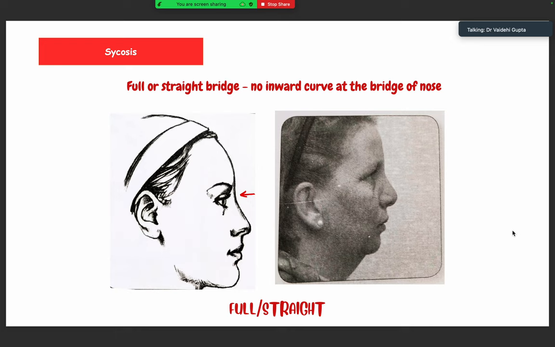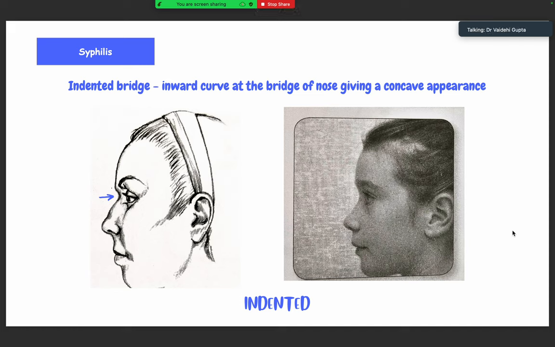The second picture is an actual picture and there is no inward curve. So both the sketch and the actual picture are about psychosis. While in syphilis, there is a depression-like structure which was not present in psychosis. In syphilis, indented bridge, an inward curve at the bridge of the nose giving a concave appearance. So there is an inward curve, it gives a concave appearance, so it is also called indented. The forehead was also indented, the nose bridge is also indented in syphilis. So this is the indented nose bridge.